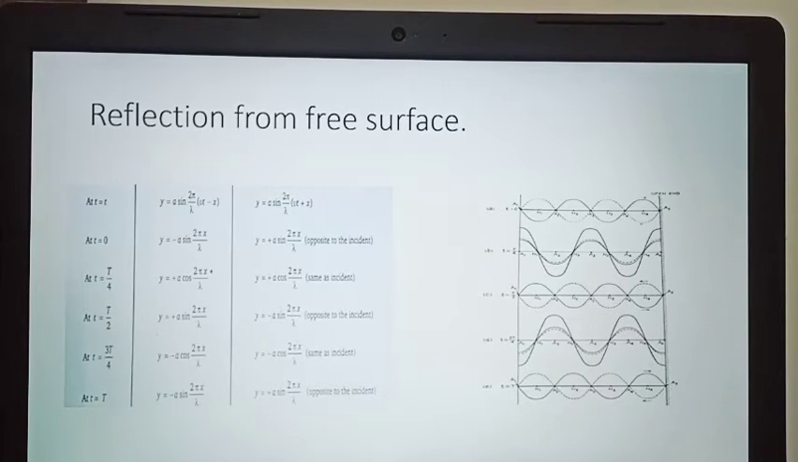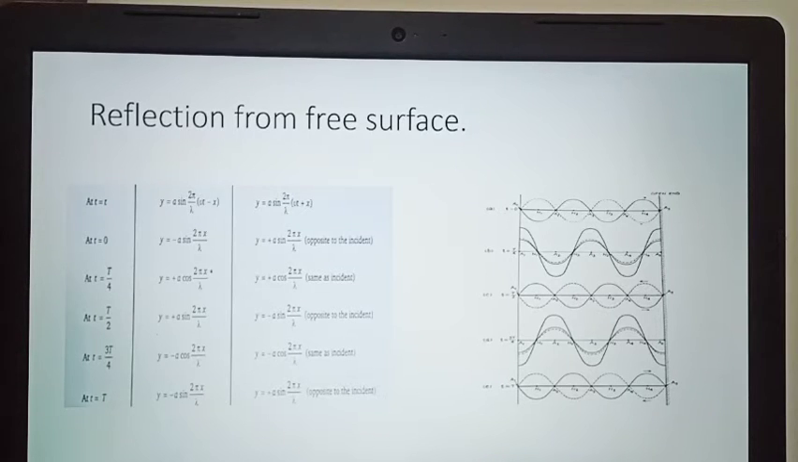I already gave you the diagram for incident wave and reflected wave from an open boundary, that is open end or a free surface. So there you just take the points at t equal to 0, T by 4, T by 2, 3T by 4 and T. There you can find at t equal to 0, both the waves are acting in the opposite direction. At T by 4, both are acting in the same direction. At T by 2, they are acting in the opposite direction. 3T by 4, they are acting in the same direction. And at T, they are acting in the opposite direction again.